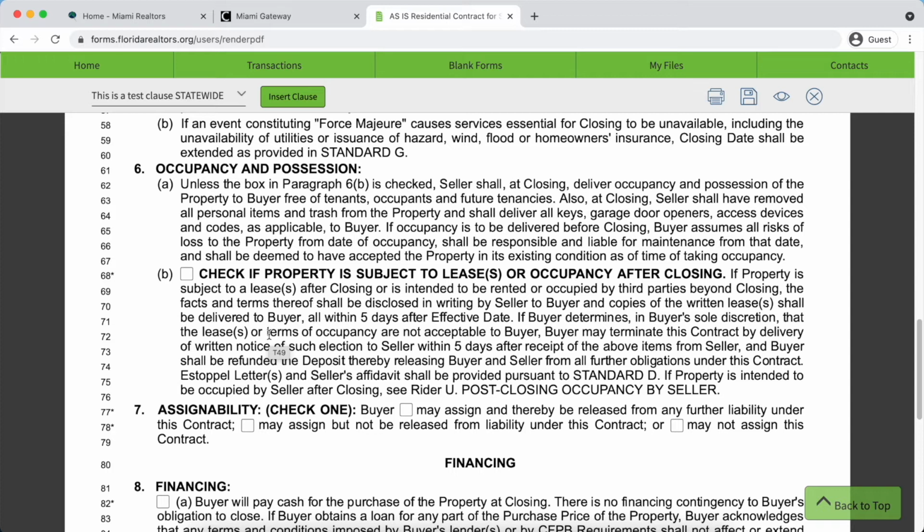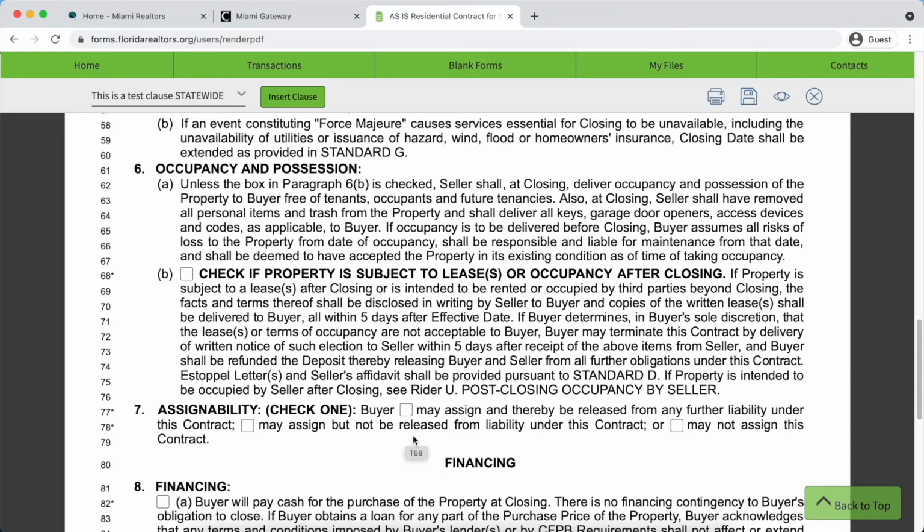Assignability. So the box number 1 here on number 7, assignability, says buyer may assign and thereby be released from any further liability under this contract. In all my years in real estate, I have never checked that box off.